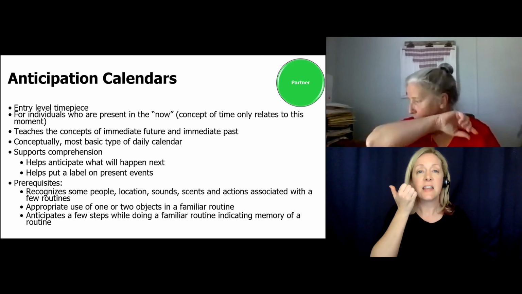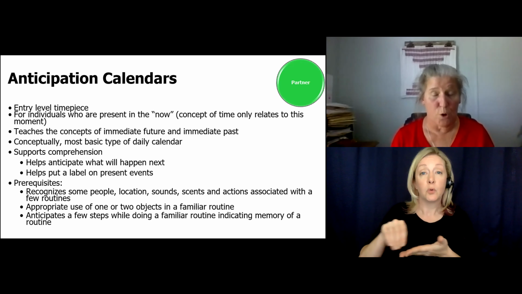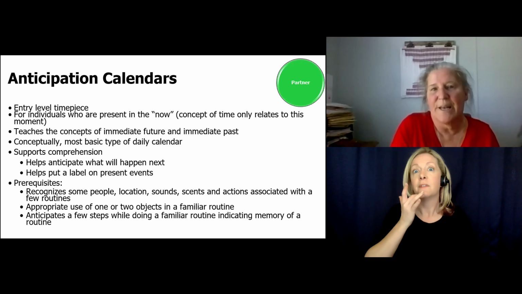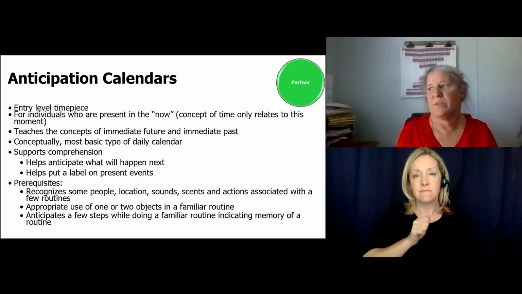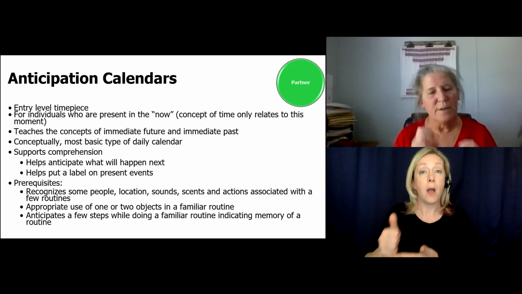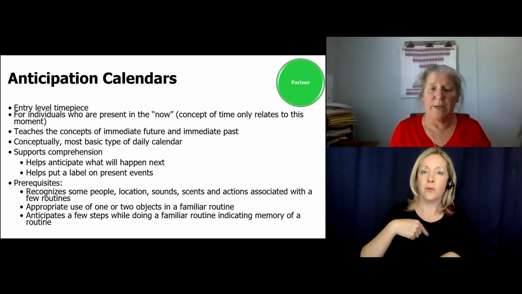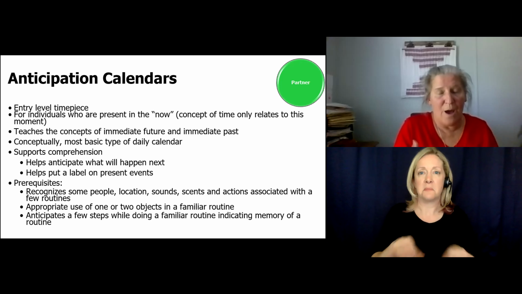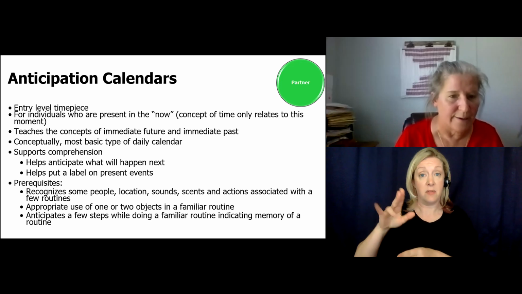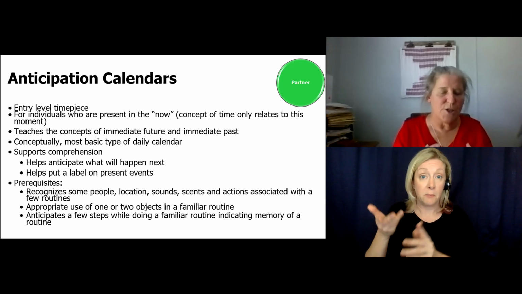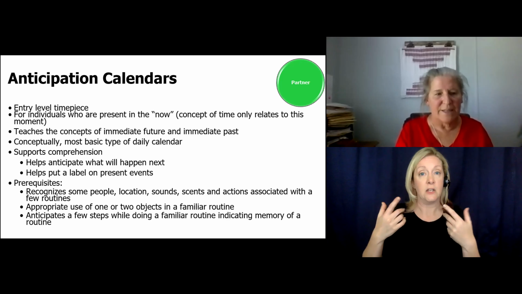Even if it's something that I don't prefer to do, at least I know what's going to happen next. And it helps me also to put a label on those events. It gives it a name, instead of, well, of course, we know what it is. We've been doing this every day for 5 years now, but we haven't necessarily given our students the name of what it is we're doing. And that's where these anticipation calendars and labeling what it is we're going to do next helps so much.